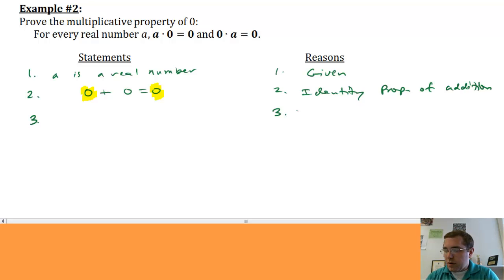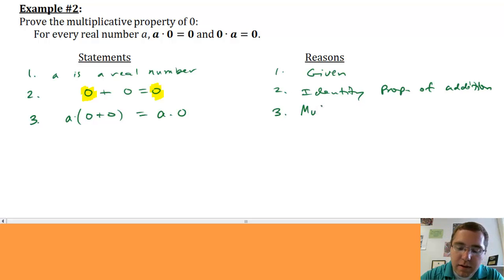I want to incorporate a into this equation. So I know I can add a to both sides, but I also know that I can multiply a to both sides of an equation. Since we want to multiply a, that's what we're going to do here. We're going to say a times 0 plus 0 equals a times 0. I know I can multiply both sides of an equation by the same number via the multiplication property of equality.